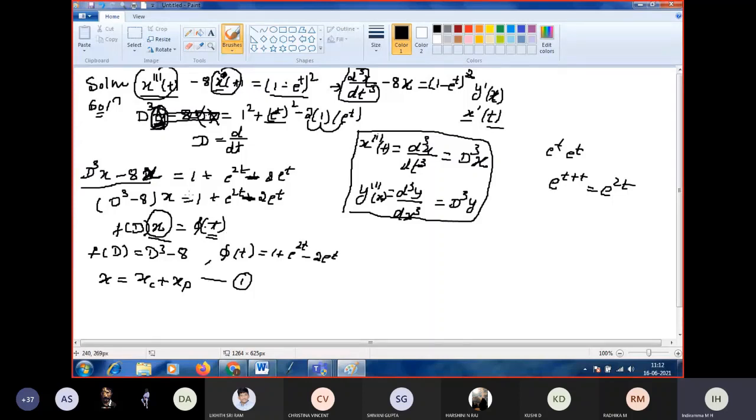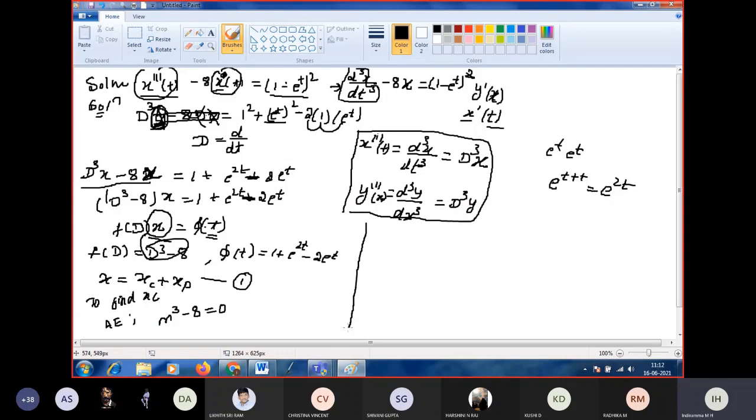Next, to find xc, what should we consider? The auxiliary equation. What is the auxiliary equation? It is our f of D. So the auxiliary equation is m cube minus 8 equals 0.